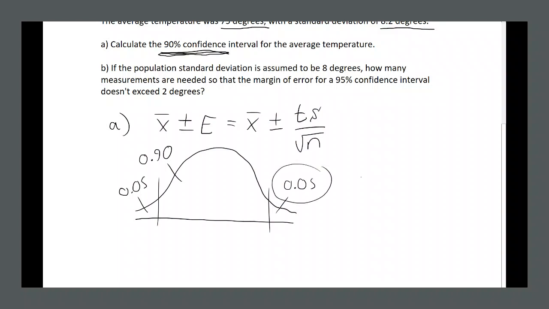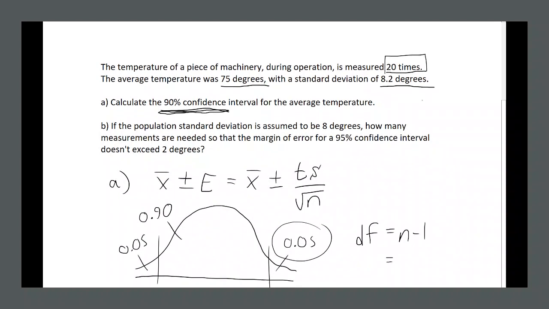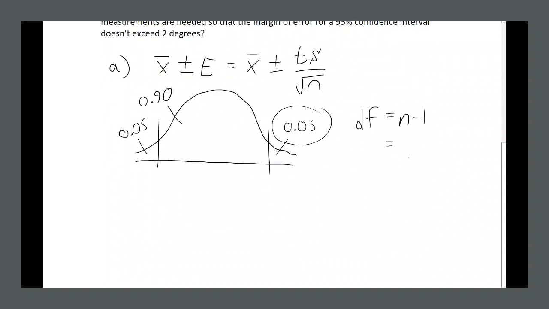The other piece of information we need to find a t-value is the degrees of freedom, and that's equal to sample size minus 1. Now our sample size is 20, so our degrees of freedom is going to be 19. So we go to the t-table, we look for 19 degrees of freedom, and a tail size of 0.05.